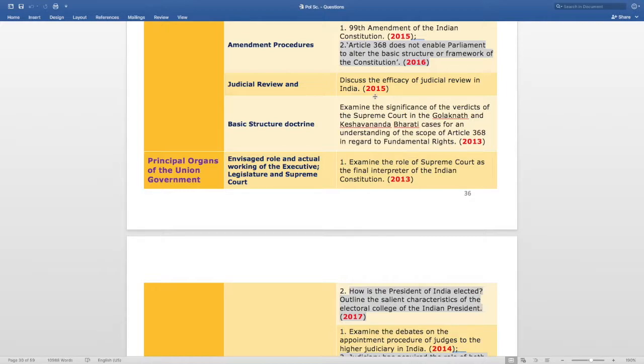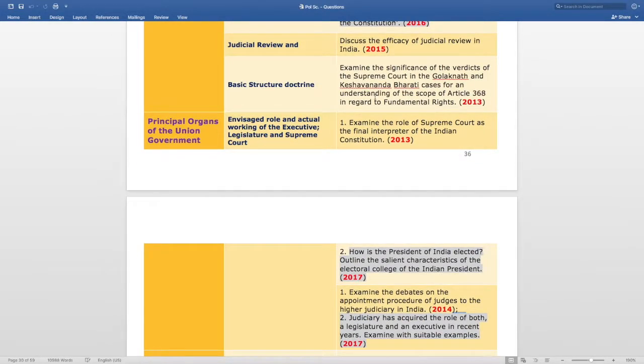This question is asked in 2015. The last subtopic of this section is basic structure doctrine. The question is, examine the significance of the verdicts of the Supreme Court in the Golaknath and Keshavananda Bharati cases for an understanding of the scope of Article 368 in regard to fundamental rights.